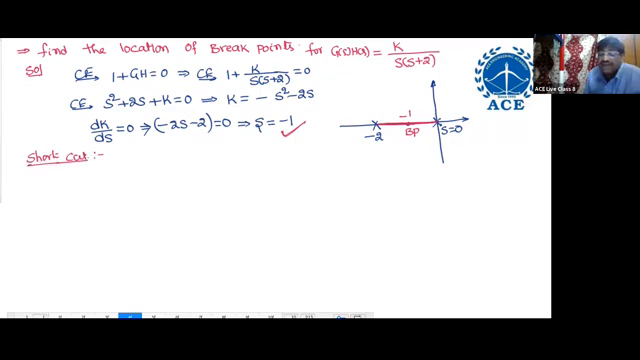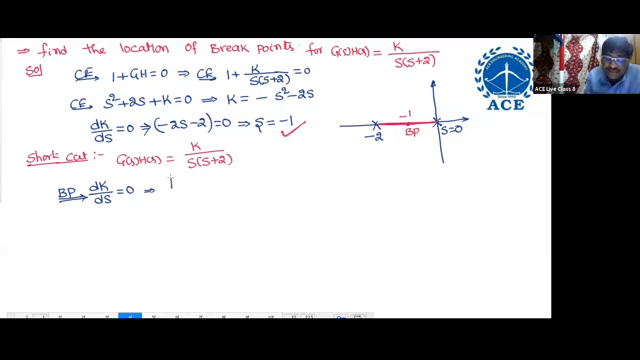But the simple shortcut is, listen. Instead of writing the characteristic equation, again finding k and wasting time, simply, what is given? G(s)H(s) equal to k by s into s plus 2. Simply, breakpoint equal to dk by ds equal to 0. Breakpoint is nothing but dk by ds equal to 0.